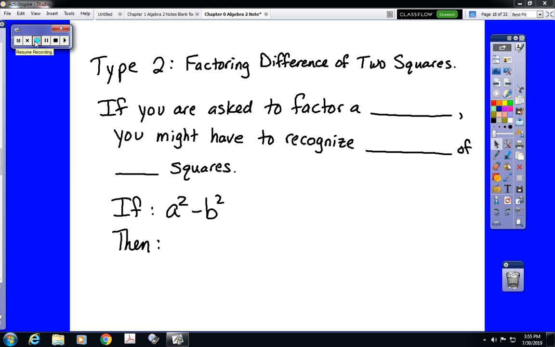Okay, ladies and gentlemen, this is the second of 4 videos for Chapter 0, Section 3 of your McGraw-Hill Algebra 2 textbook. It is going to cover how to factor a binomial that fits the pattern of a difference of two squares. Now, when I say two squares, I'm talking about a difference of two perfect squares.